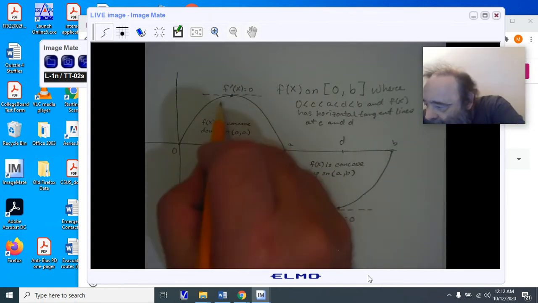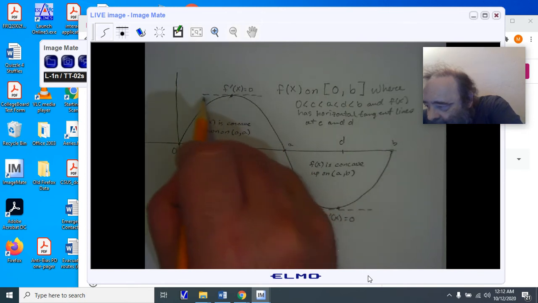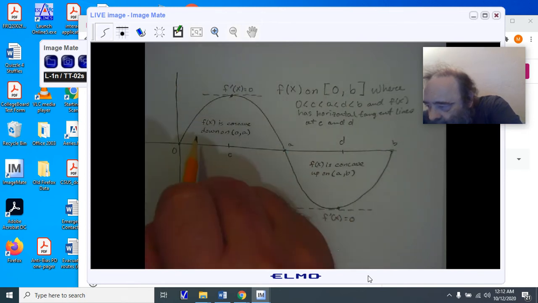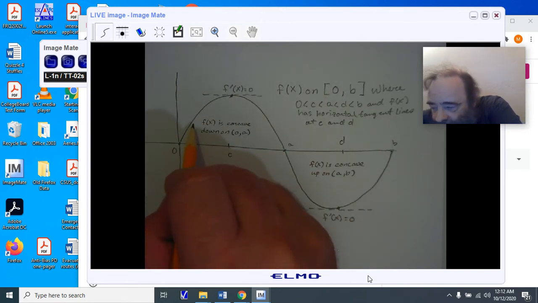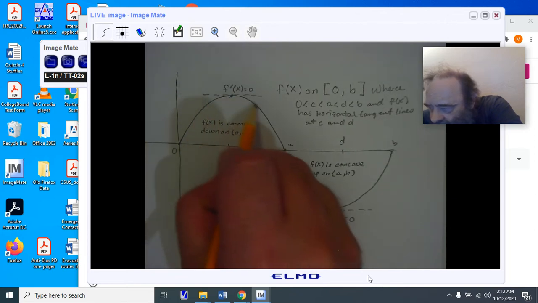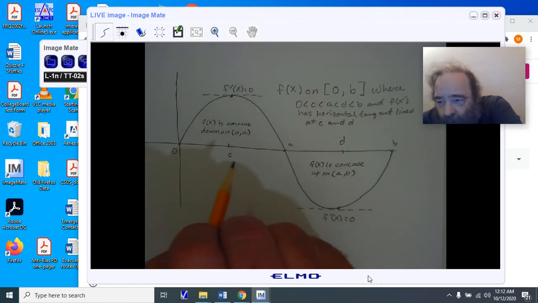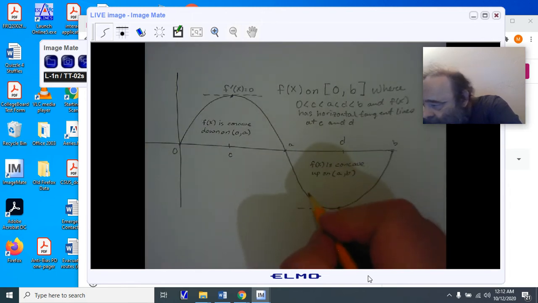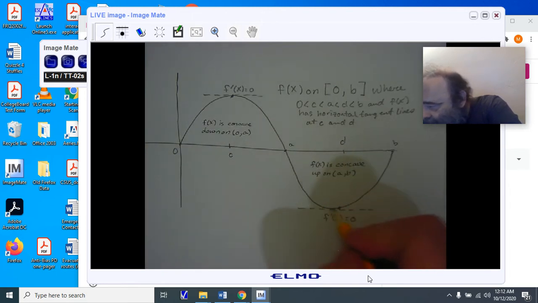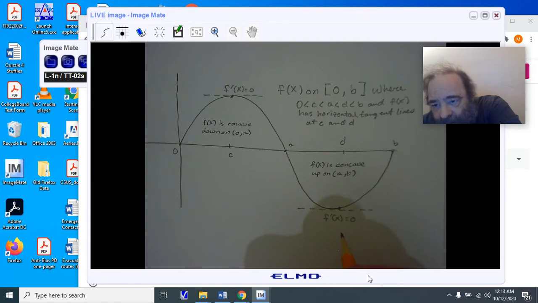If I have a maximum, I have to be at a critical value. But in order to have a maximum, I have to have a concavity that is concave down over the entire interval. Same thing with a relative minimum. Concave up around the critical value will force a relative minimum.